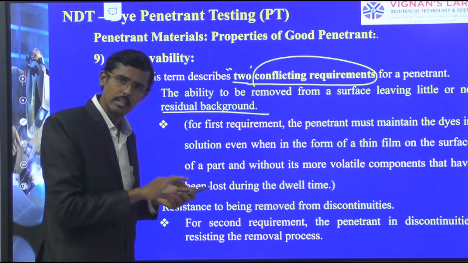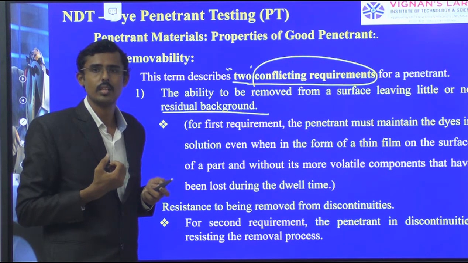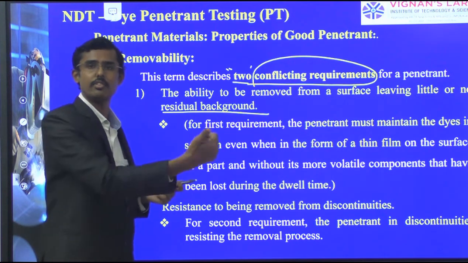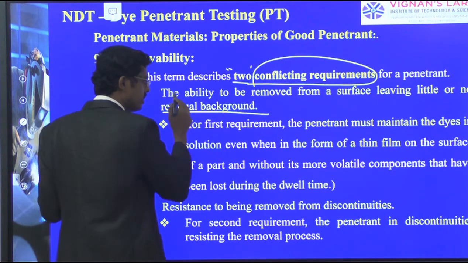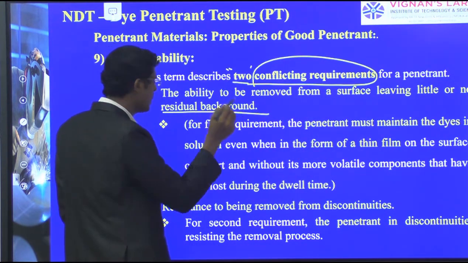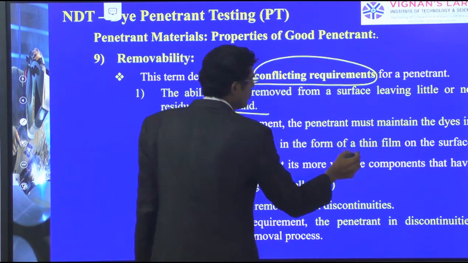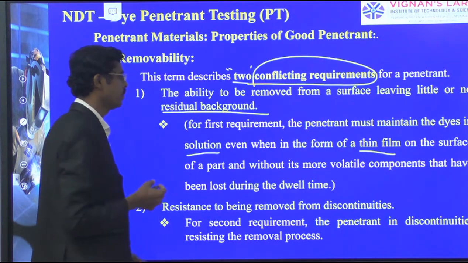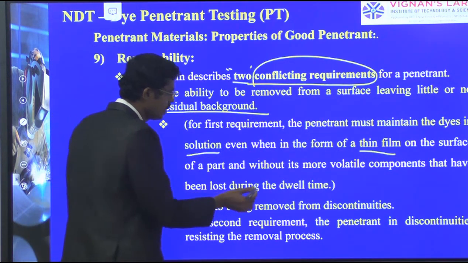Penetrant applied, developer, all that is okay, but when it is being removed, it should come off easily. Absorption by the developer is different; removability is different. So for the first requirement, the penetrant must maintain the dye in solution even when in the form of thin films on the surface of the part, and without its more volatile components that have been lost during the dwell time.